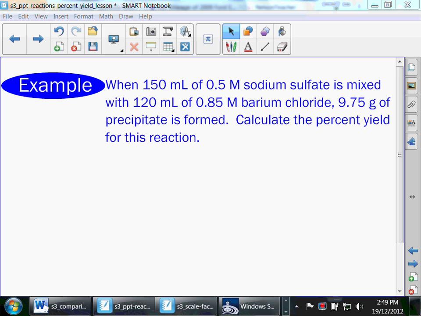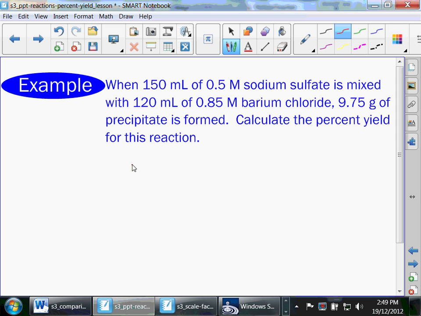Alright, so now we'll write out the balanced chemical equation. So, sodium sulfate is Na2SO4 plus barium chloride BaCl2 will give you barium sulfate plus sodium chloride.